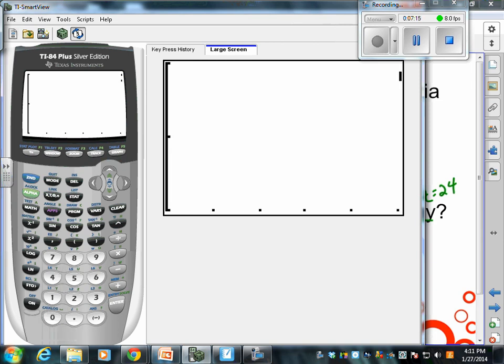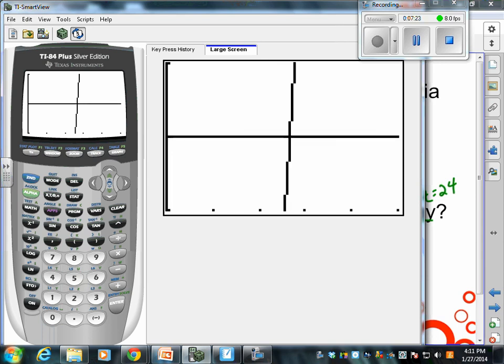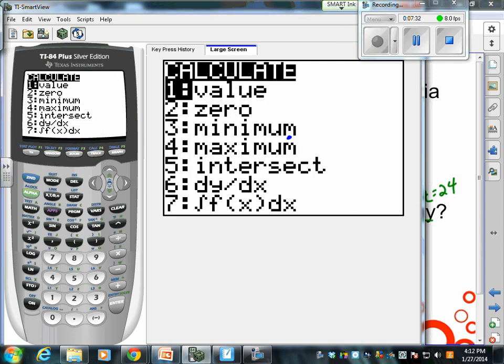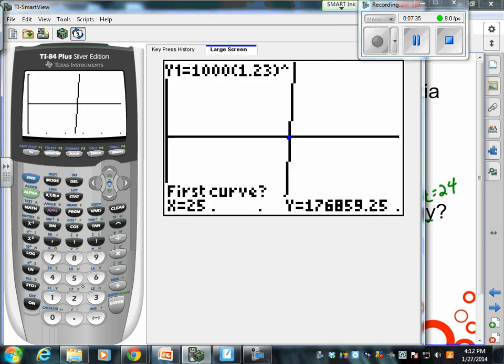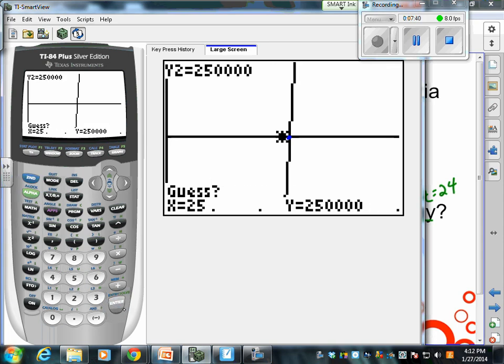Now what I should see is hopefully an exponential graph, and then we're going to see a linear, a horizontal line where they're going to meet each other. What I want to know is where this point right here is, where they're intersecting. So to find that, you go second and trace, and go down to number 5, intersect. First curve, we just push enter. Second curve, we just push enter. And then we can just move our cursor over using our arrow key and get close to where they meet and push enter. And I get 26.67.